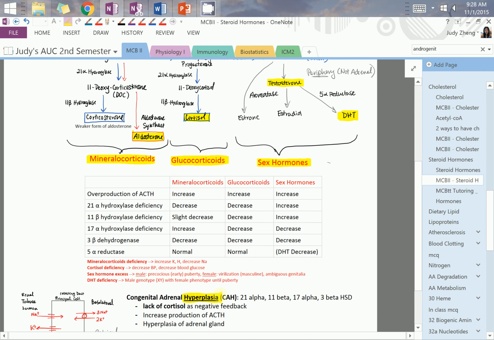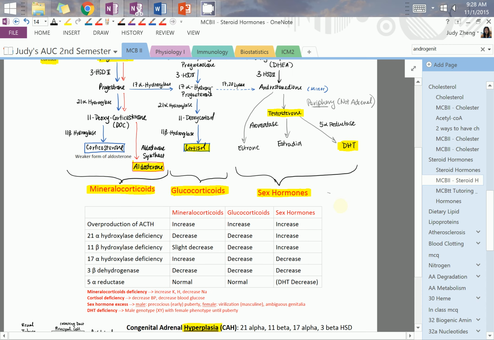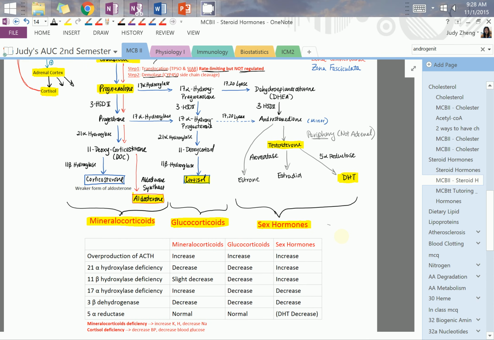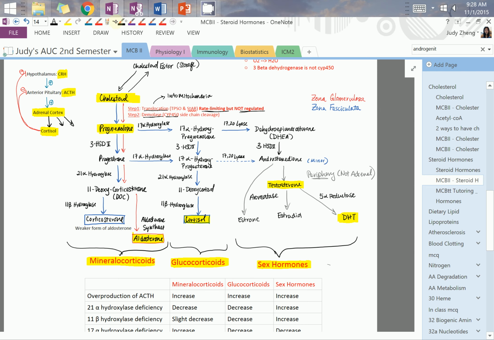It's hyperplasia because hyperplasia means that there are more cells. So basically what's happening is that your adrenal cortex is not able to make the cortisol. So this negative feedback never happens. This negative feedback basically is not occurring. And since it's not happening, the ACTH is extremely high. It's always telling the adrenal cortex to make more, but they're not able to.